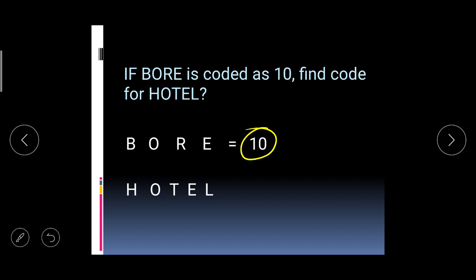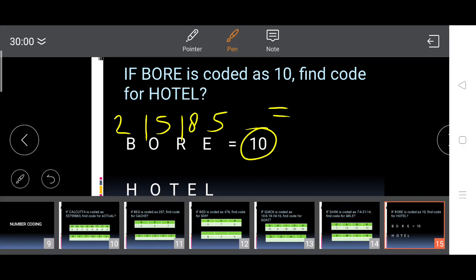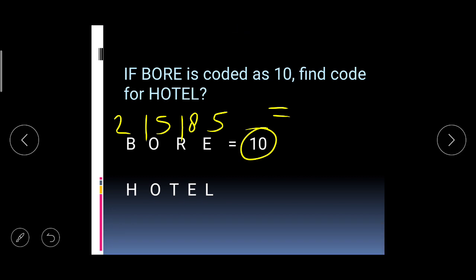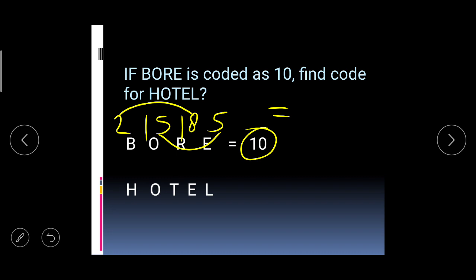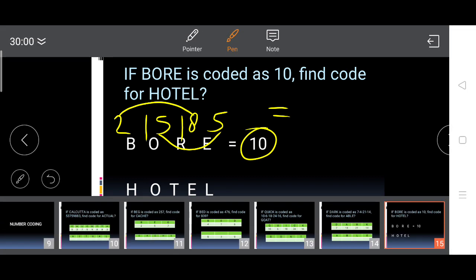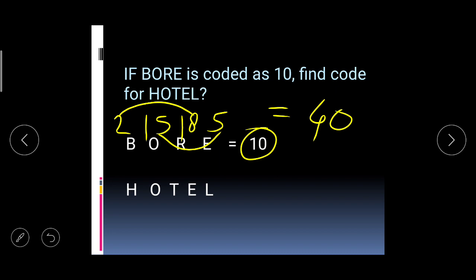Again the same approach, start by writing the positions. This is 2, this is 15, this is 18 and this is 5. Okay, now let's add it. How do you add 2, 15, 18 and 5? I'll suggest you always try to make as many zeros as you can. So add 2 and 18, and add 15 and 5, right? 18 and 2 give 20, and 15 and 5 give 20. So the total addition is 40.